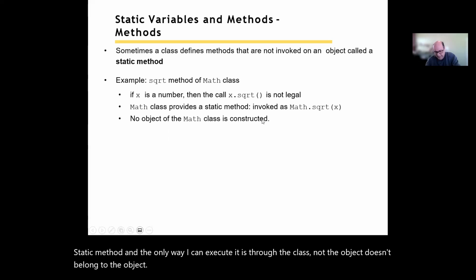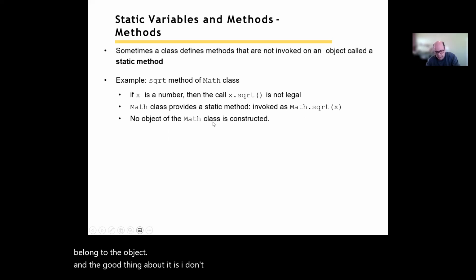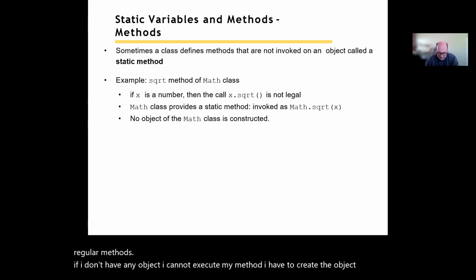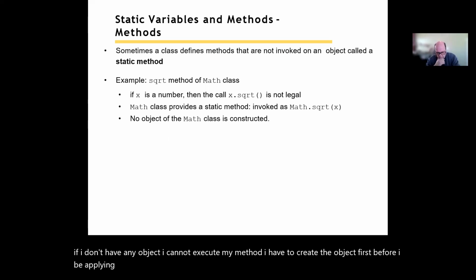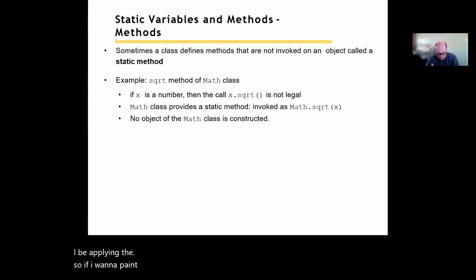And the good thing about it is I don't need to create an object to execute this one. With my regular methods, if I don't have any object, I cannot execute my method. I have to create the object first before I apply the method. So if I want to paint a car, I have to have an object of a car to be able to apply it.